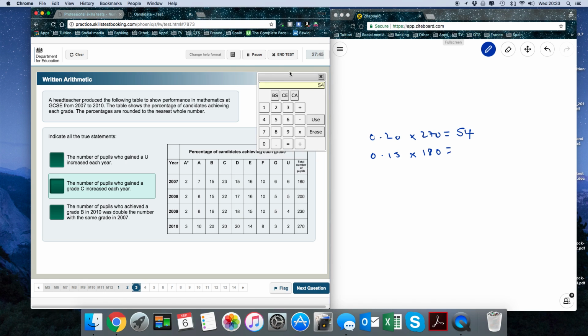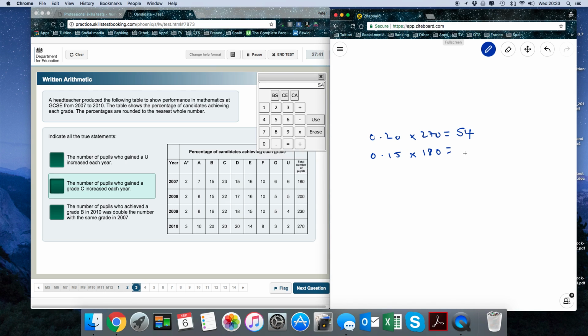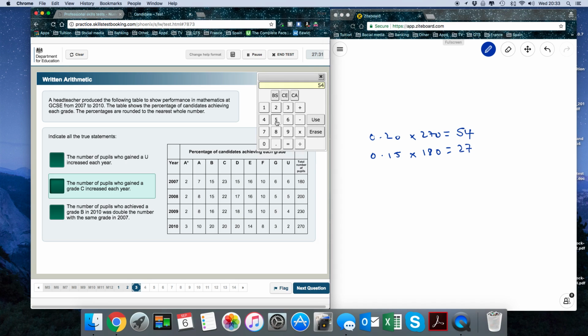So we can look. You guys do that on your calculator. I'm going to cheat a little bit because I can do 15% of 180 in my head. It is 27. And the question says, was it double in 2010? Well, yeah, it is. 54 is double 27. If you need a calculator to prove that, you just divide them. So there you go, you've got a 2. It's double. So it's a true statement.